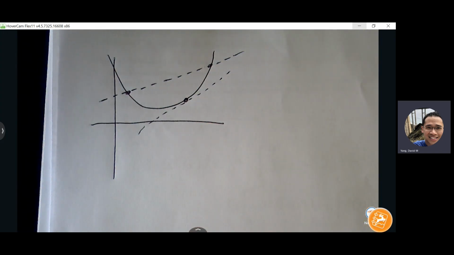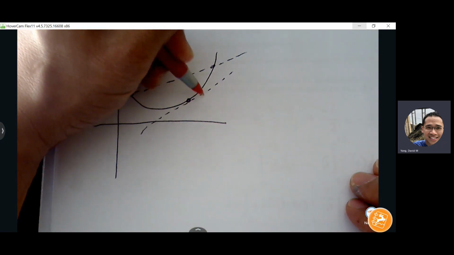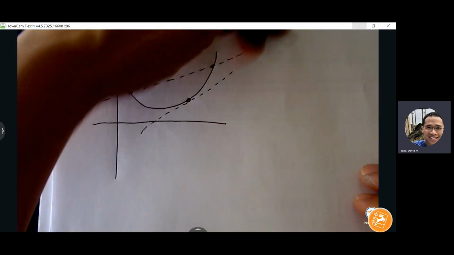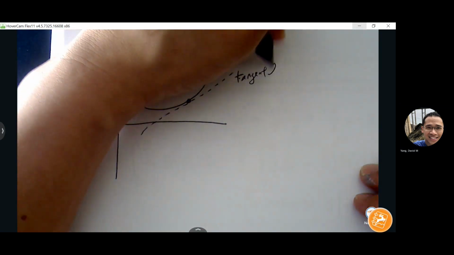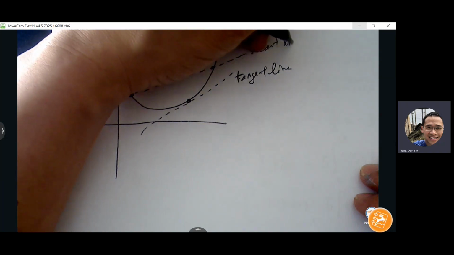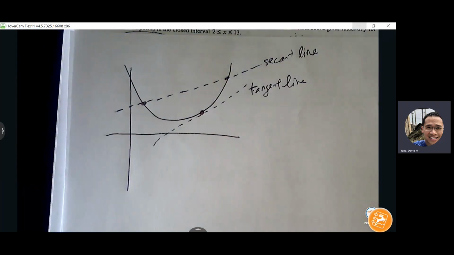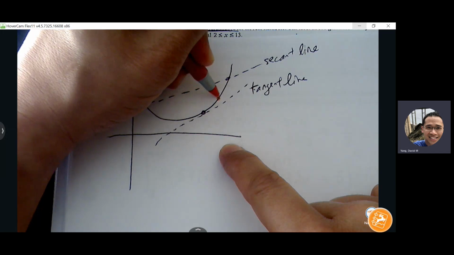Okay. Now, let's say I wanted to figure out using the tangent line and secant line. Let me identify them here. This is my tangent line. This is my secant line. Secant line just means a line that goes through 2 points on the graph, or more than 1 point on the graph. Okay, let's say I wanted to know what this value was on the graph.